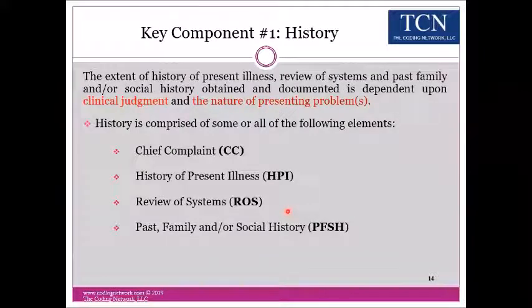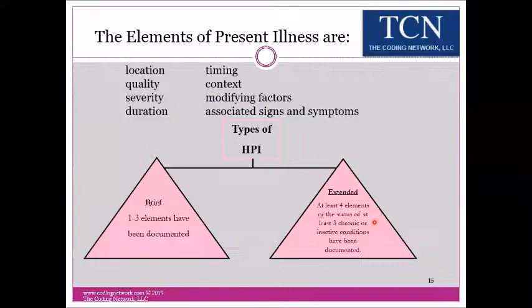So again, just going over the history piece, making sure that all your history elements are documented. The chief complaint or reason for visit. Document your history of present illness elements as we just saw in the previous slide. Review of systems, and then past, family, or social history, whatever is pertinent. Just a brief overview of, remember there's 8 HPI elements. Again, once you've gotten to at least 4 elements, you have the most extensive HPI. You don't need to document all 8, but whatever's pertinent to that visit. Could be 4, it could be 8.